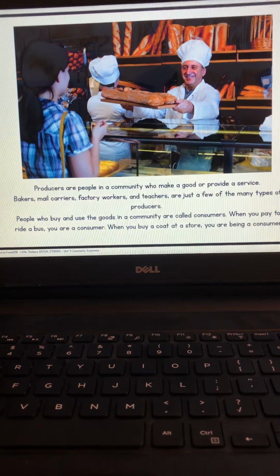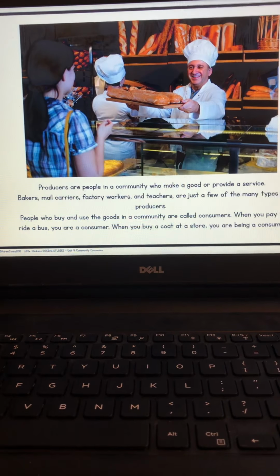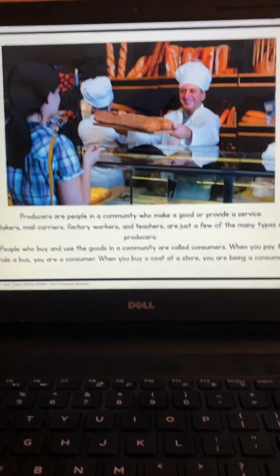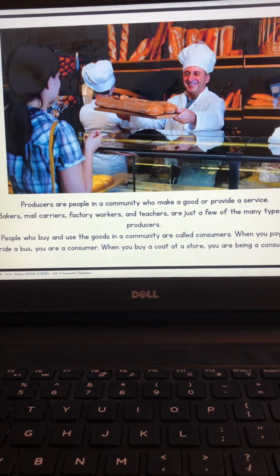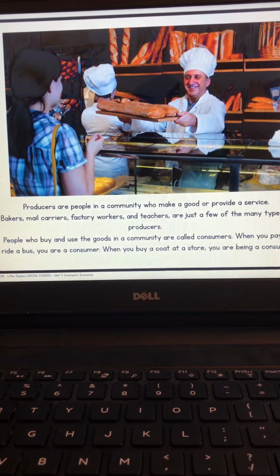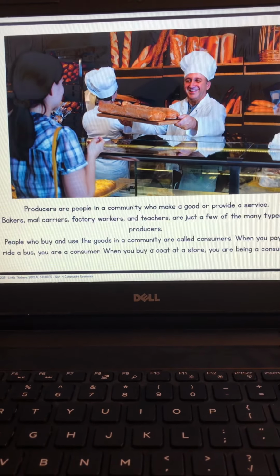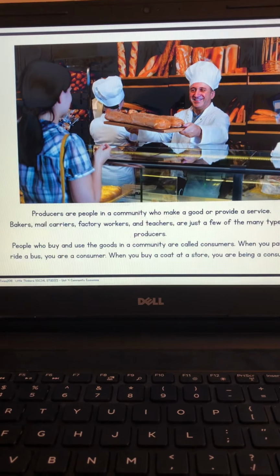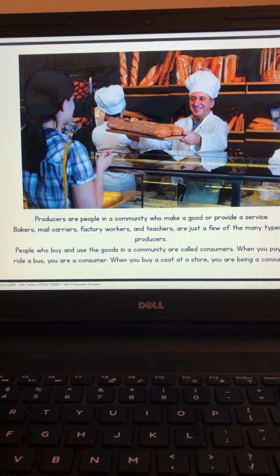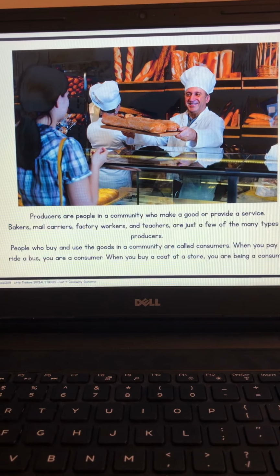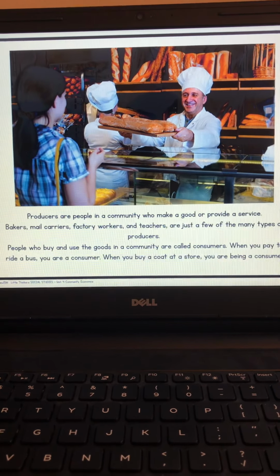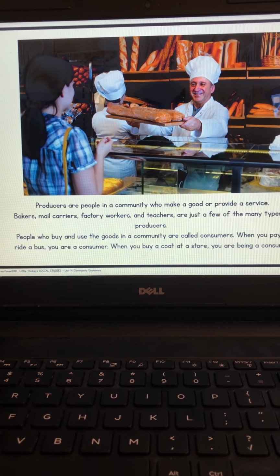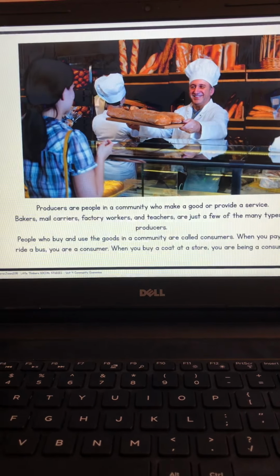Remember, sometimes you're a producer, sometimes you're a consumer. Like this baker here, right now he's a producer. He's making bread, he's selling bread. But later in the day, he might buy a new shirt with the money he got from making bread. So now he's not a producer anymore, he's a consumer. So you have to be a producer and a consumer in an economy.